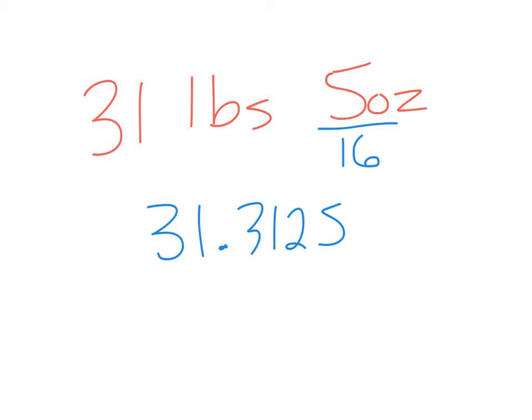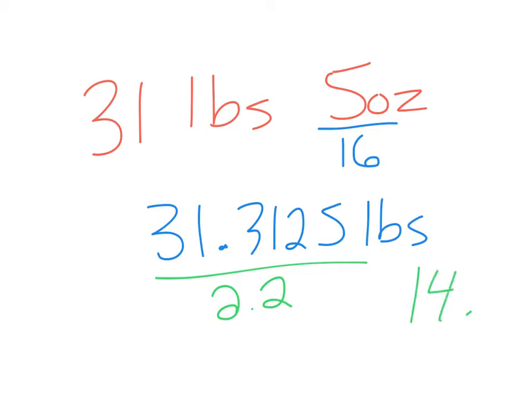So that means this person is 31.3125 pounds. Still in pounds until we do what? Divide by 2.2. Remember, to convert pounds to kilograms, we still have to divide by 2.2. So 31.3125 divided by 2.2 gives us 14.2. So this person is 14.2 kilograms.